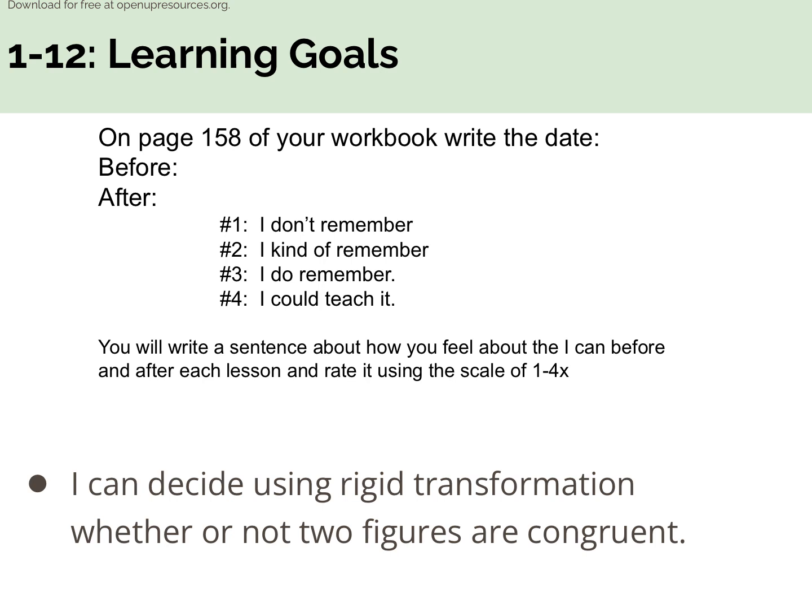Go ahead and give yourself a number, 1 through 4. So 1, I don't remember. 2, I kind of remember it. 3, I do remember it. 4, I can teach it to my friend. And write yourself a sentence. Hey, I feel okay with this. I don't remember what congruency means. Those kind of things, so we'll be able to do a reflection on this I can statement.